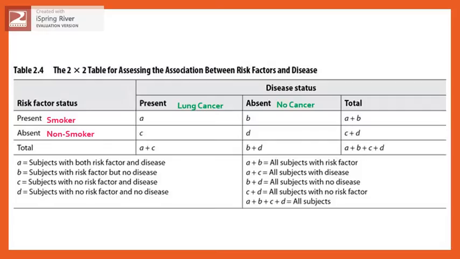And so, again, you would put the numbers of people who fall into this category. So if you had 500 participants in your study, you would put the number of those 500 who are smokers and have lung cancer here in A. You'd put the number of those 500 who are smokers but don't have cancer here in B, and so on.